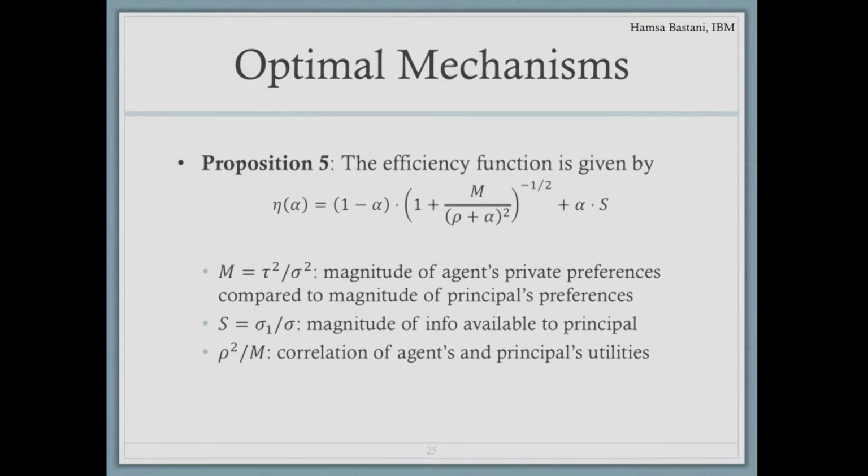And finally, rho squared over M is the correlation. This is just a correlation of the agent and the principal's utility functions. As rho is close to 0, the agent really doesn't care about what the principal wants, and as it's closer to 1, they care a lot.